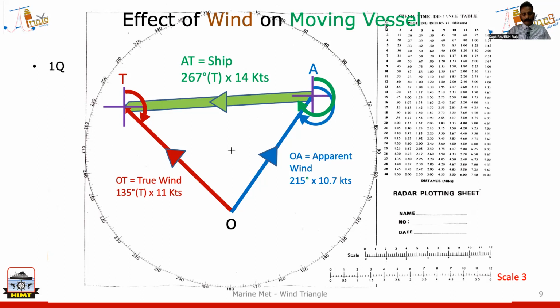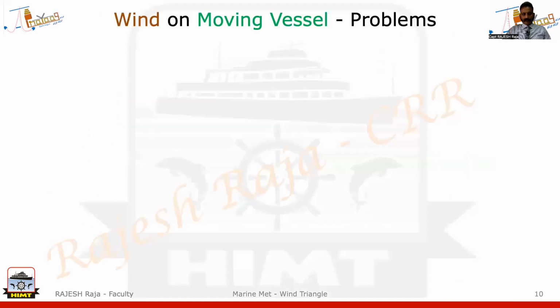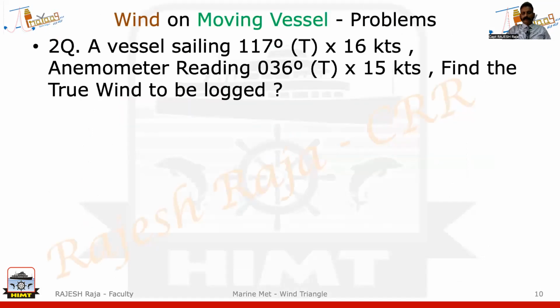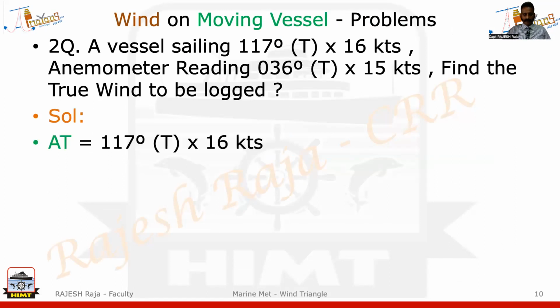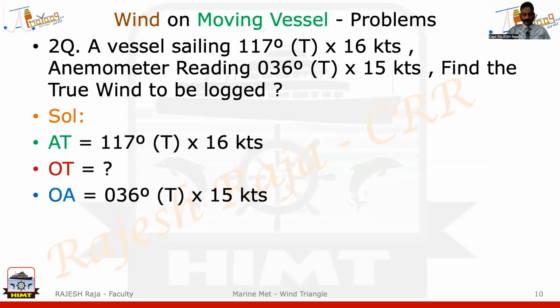I'll take you to two more problems. This time I'm going to change the data. I'm going to give you a new question where he has given you the vessel course and speed, but this time he gives you anemometer reading of 0, 3, 6, and 15. So find the true wind to be logged. Again, let us just quickly jot down what we have and what we need to find. Alpha tango given to me, OT not given to me, OA is given to me.